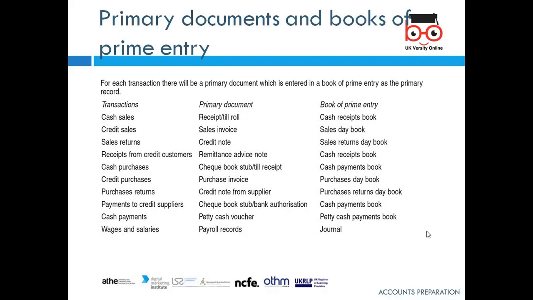These are examples of transactions: cash sales, credit sales, sales returns, receipts from credit customers. These are all transactions. Primary documents: receipts, till rolls, sales invoices, credit notes. What is meant by a credit note?